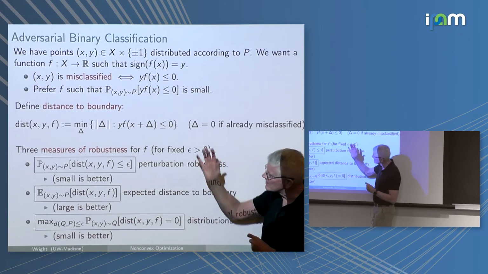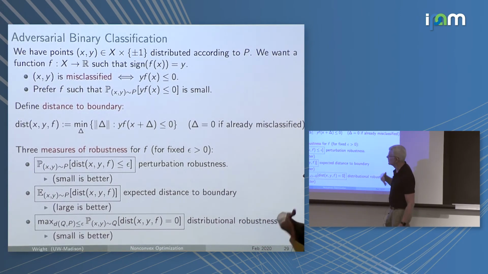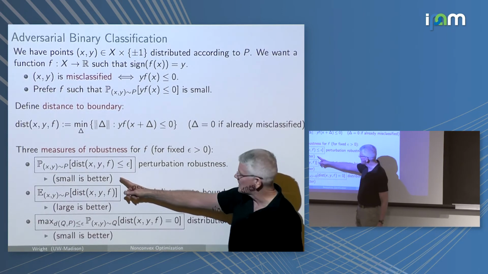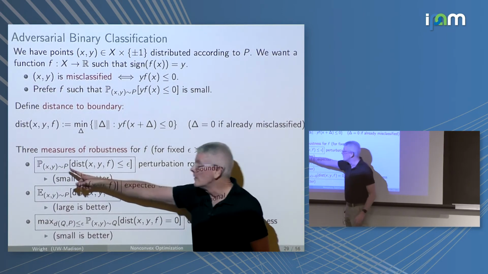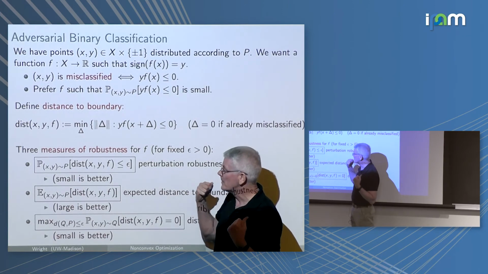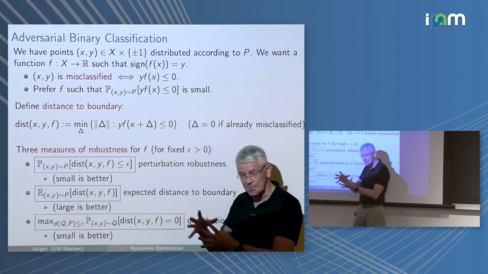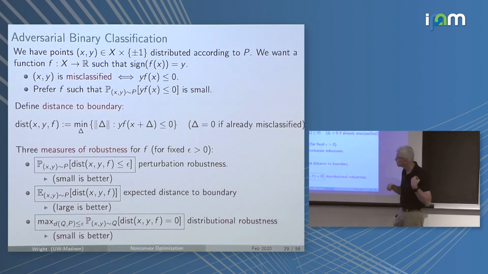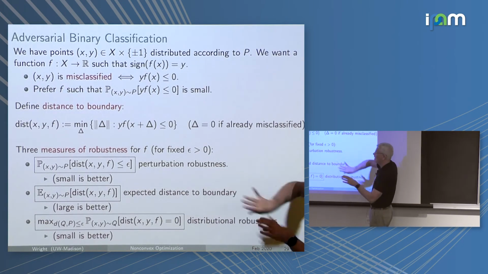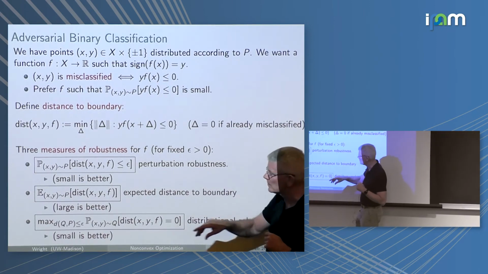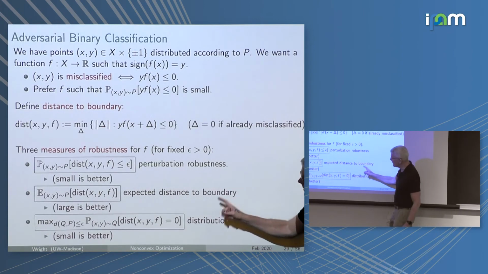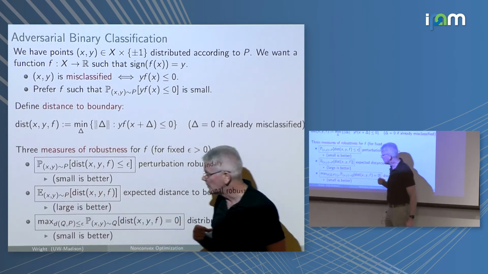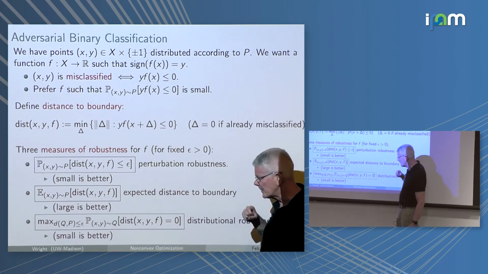Given that definition, let's think about three things that you could try to optimize in choosing the f. One is that you can try to minimize the perturbation robustness. In other words, over the distribution that these points are being drawn from, I want to make sure that the probability of being within epsilon of the boundary, not just being on the wrong side of the boundary, but being within epsilon, is as small as possible. So you're allowing this margin epsilon, and you want to stay more than epsilon away from the boundary if possible. The second one is to maximize the expected distance to the boundary over the distribution of x and y. That turns out probably not to be so interesting.